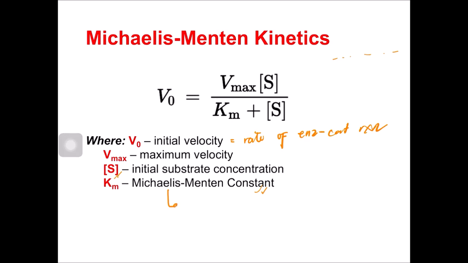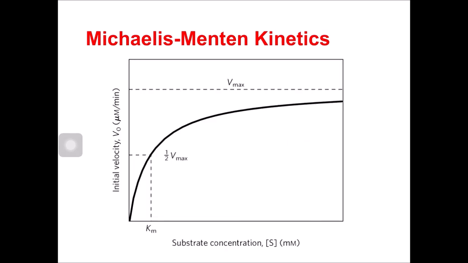So when we say Michaelis constant, this is actually a substrate concentration. Again, the Michaelis-Menten constant is defined as the substrate concentration at which V naught is 1/2 of Vmax. So with that, let's check the graph that was shown earlier.